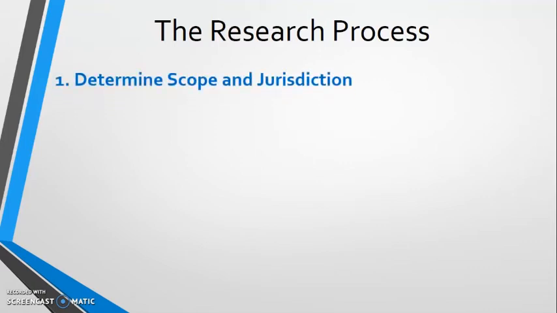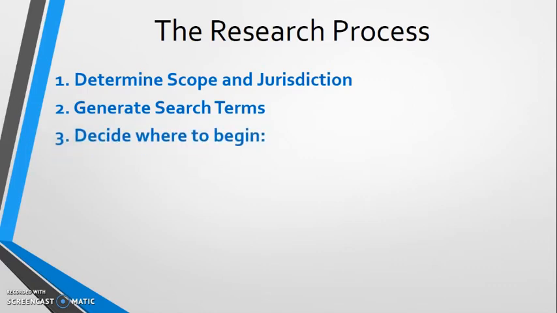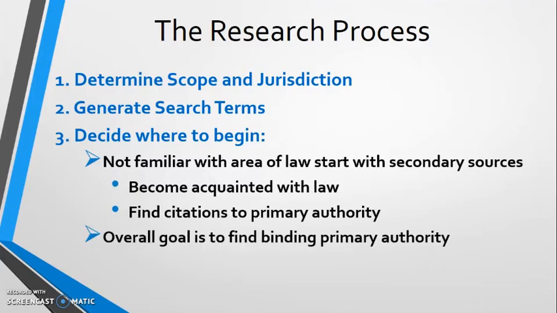First, you must determine the scope of your assignment and the controlling jurisdiction. That's why we spent so much time on jurisdiction in the last video. Next, you need to generate your search terms. More on that in a minute. Third, you must decide where to begin your research. And if you are unfamiliar with the area of law you are researching, the best place to start is with secondary sources. And that's because secondary sources will help you get acquainted with the law and will give you citations to primary authority. After all, your overall goal is to find binding primary authority for your issue.